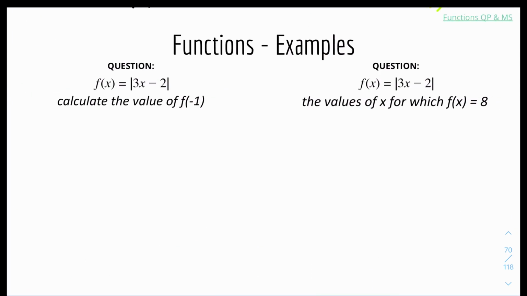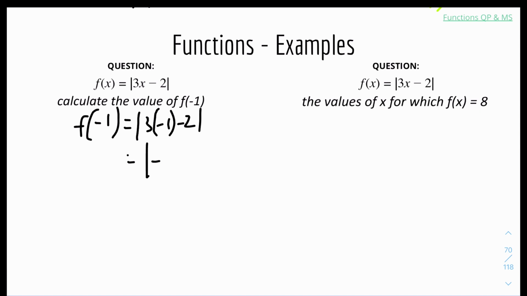And then we have some more examples. Calculate the value of f of minus 1. So it'll be f of minus 1 equals 3 times minus 1 minus 2. Minus 1 times 3 is minus 3. Minus 3 minus 2 is minus 5. So let's just check it in the calculator, and it's minus 5.